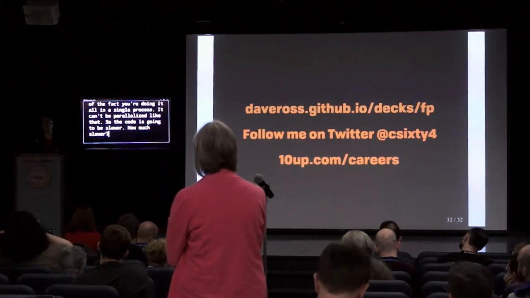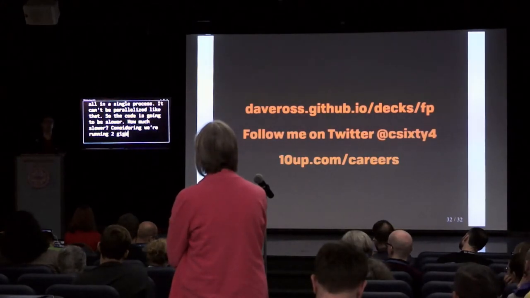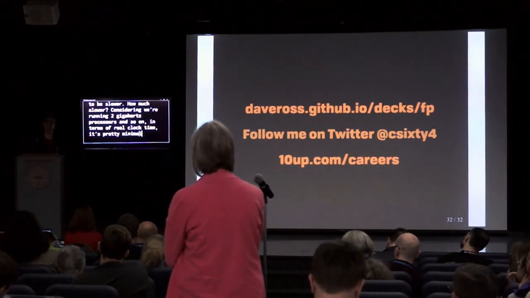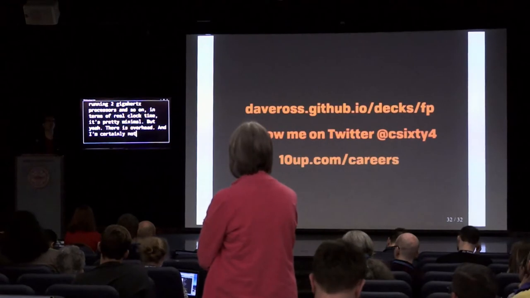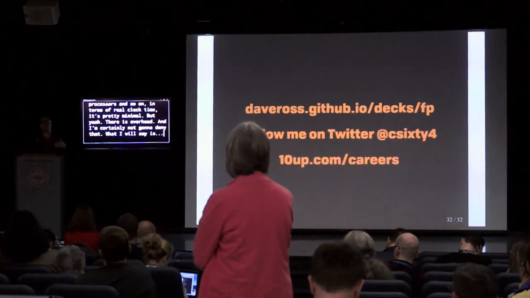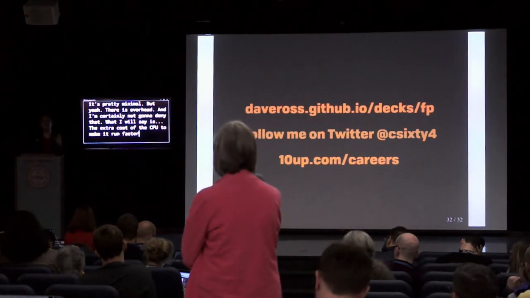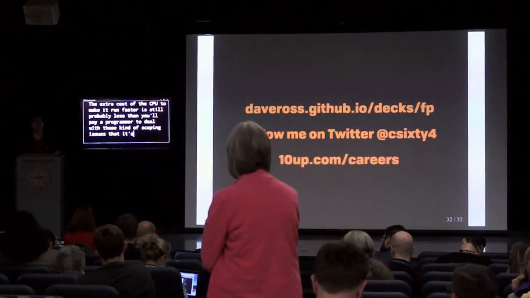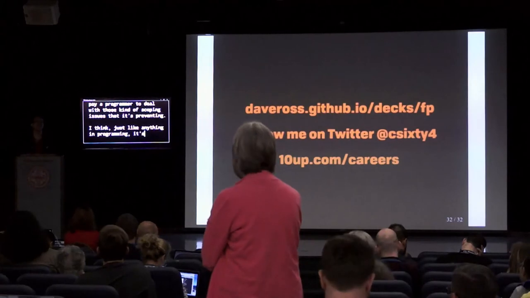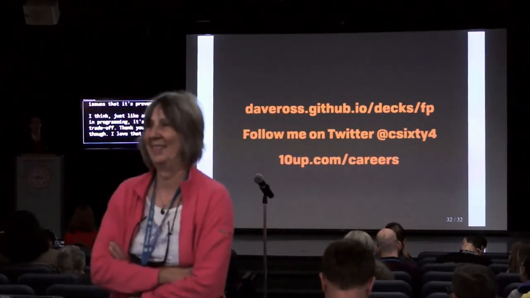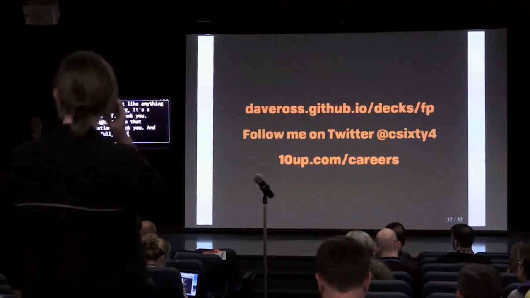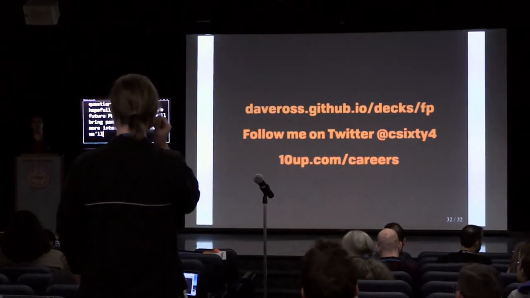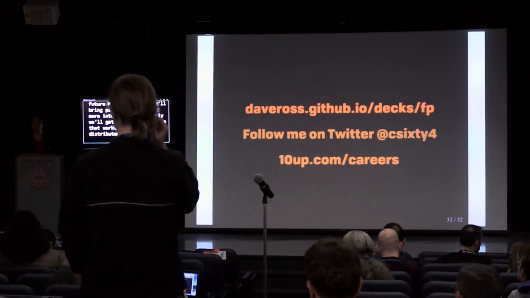How much slower, considering we're running 2 gigahertz processors and so on? In terms of real clock time, it's pretty minimal, but yeah, there is overhead, and I'm certainly not going to deny that. What I will say is the extra cost of the CPU to make it run faster is probably less than you'll pay a programmer to deal with those kind of scoping issues that it's preventing. I think just like anything in programming, it's a trade-off. Thank you, though. I love that question. And hopefully, in future PHP versions, they'll bring parallel processing more into it, and hopefully we'll get to the point where that workload can be distributed more. Because the server certainly can do it.